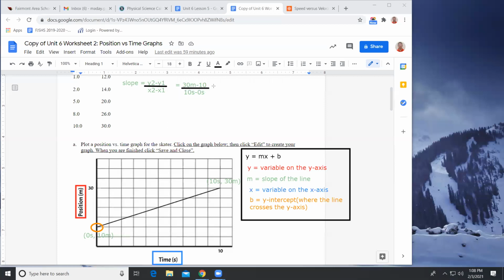So then what we can do is simply calculate this out. We can take 30 meters minus 10 meters, and I missed the m again. So we take 30 meters minus 10 meters, and what we get is 20 meters, over 10 seconds minus 0 seconds. So 10 minus 0 is 10 seconds. So what that gives us, then we can actually calculate this out. You take 20 divided by 10.